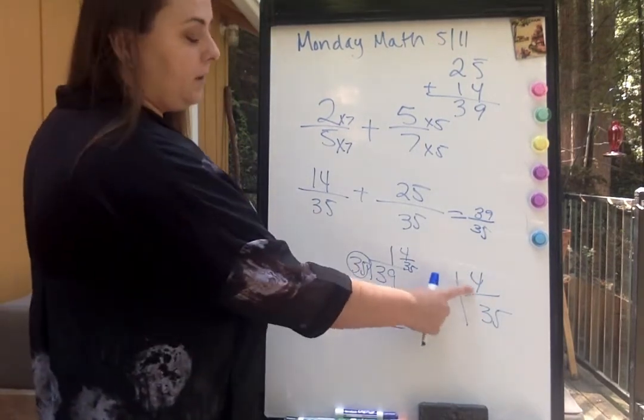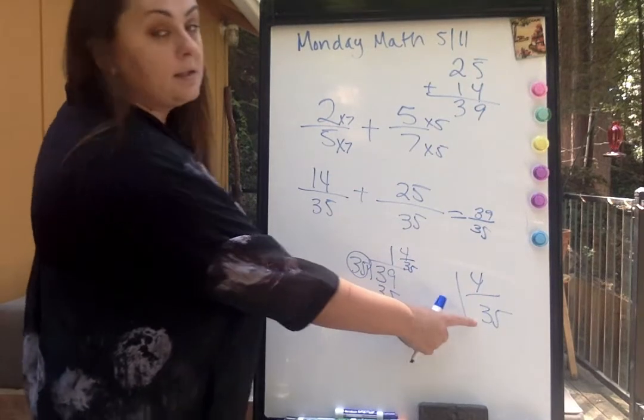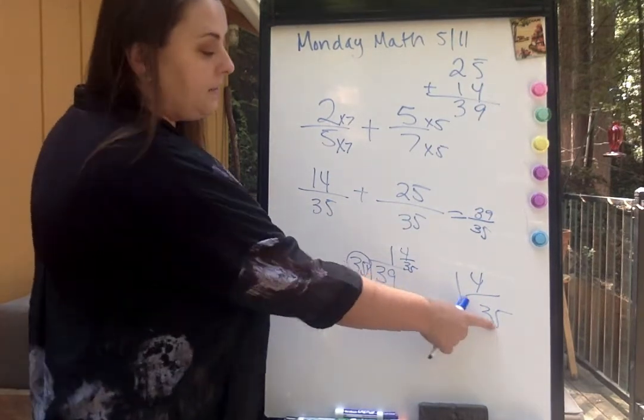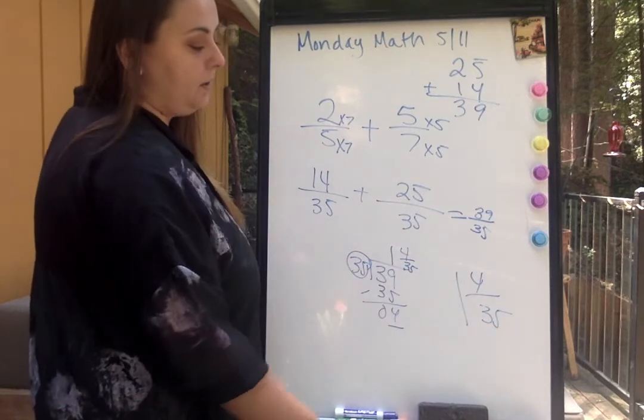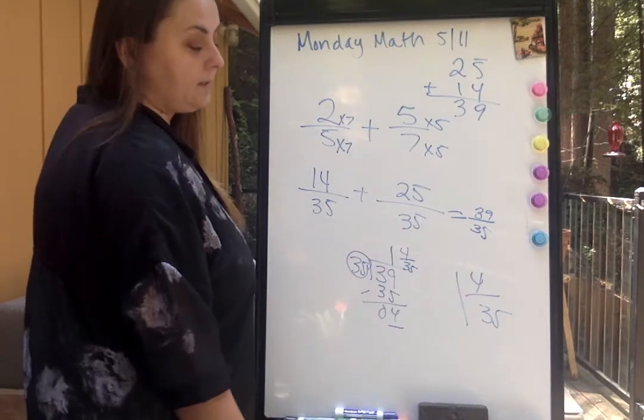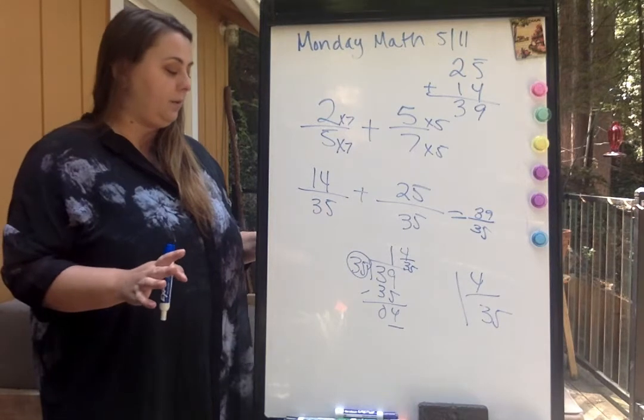You can think, does anything go into these? This is even, this is not even. This ends in a 5, but this doesn't end in a 5. 3 doesn't go into either of these. So you pretty much know that's going to be your answer.